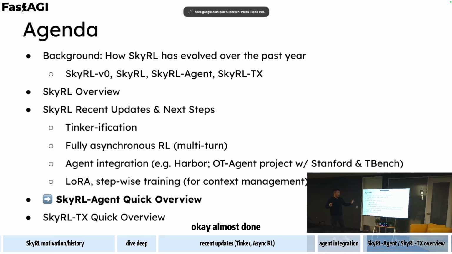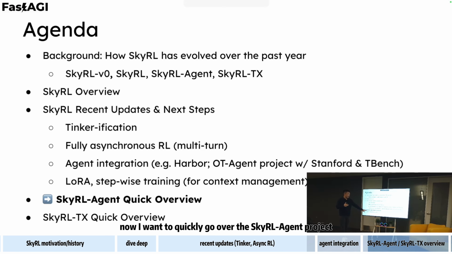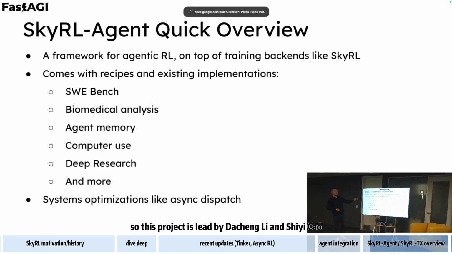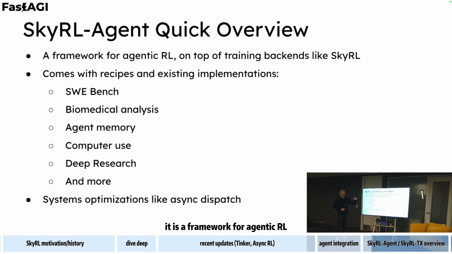Okay, almost done. So that was the SkyRL part. Now I want to quickly go over the SkyRL agent project. Again, I'm not an expert on this project, but feel free to check out the links I will have later. This project is led by Da-Chen and Shi Yi, two other PhDs in the Sky Computing Lab. It is a framework for agentic RL.